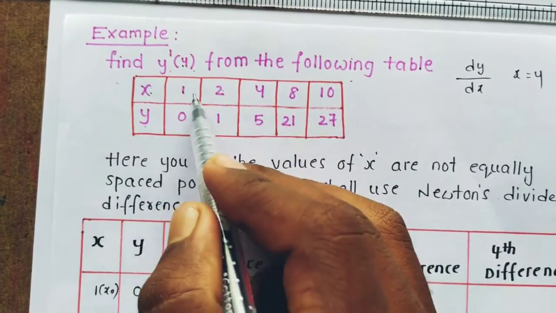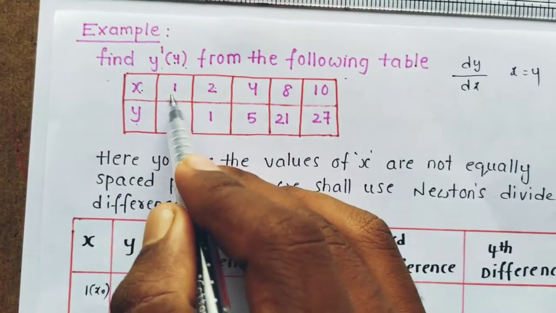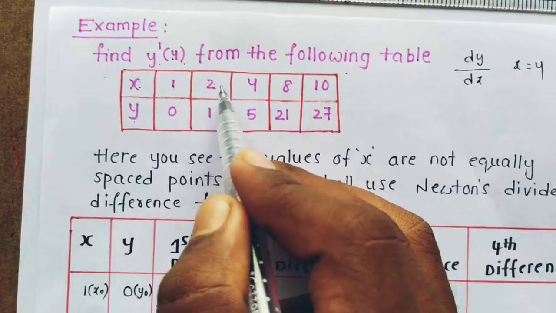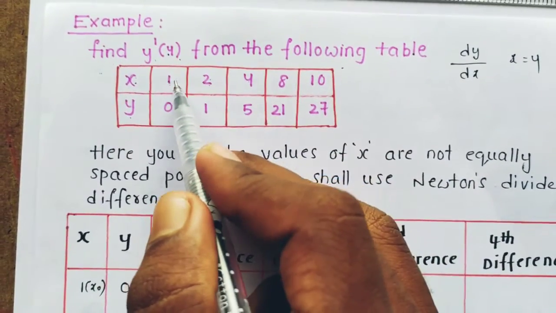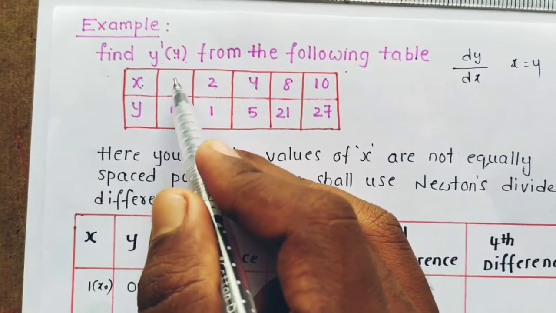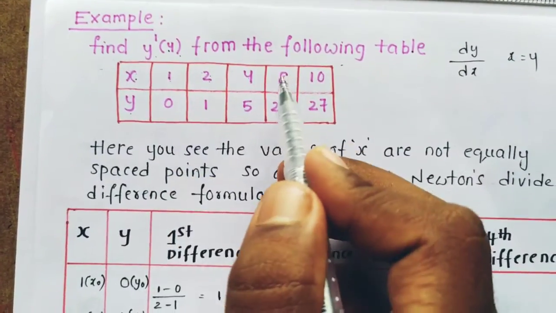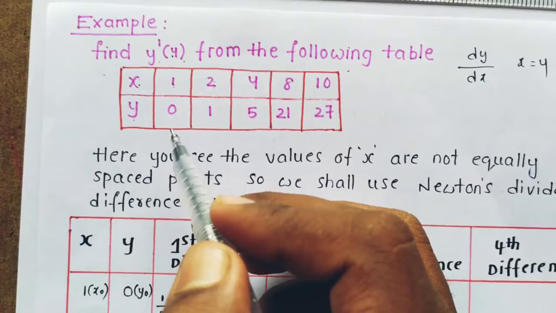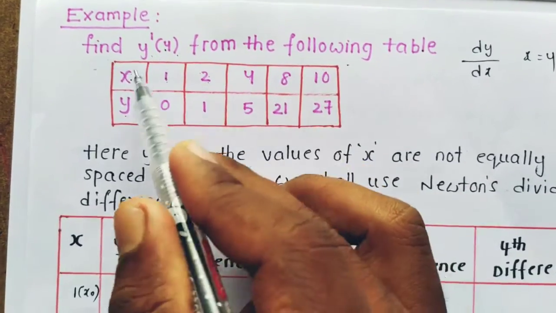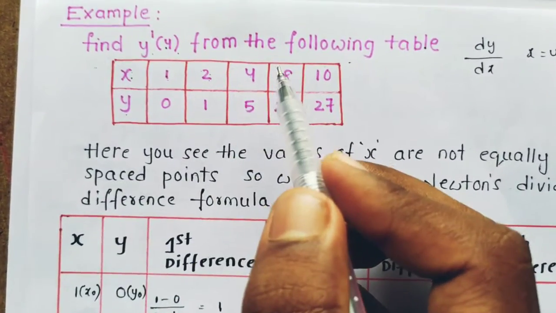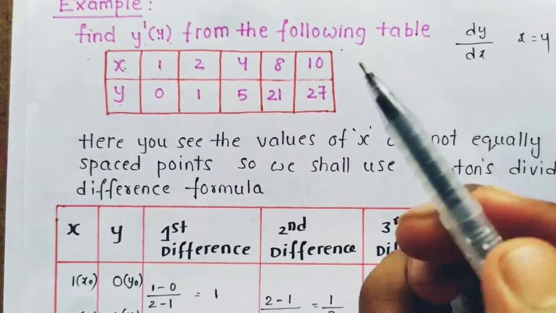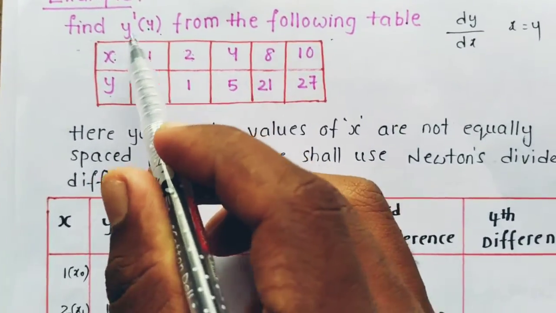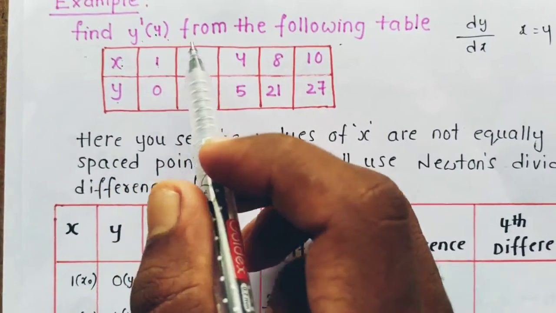The values of x are 1, 2, 4, 8, 10. Here we can observe that these are not equally spaced points. That means the difference between the values x0 and x1 is not the same, compared to the earlier methods. So in this problem it is better to choose Newton's divided difference formula for finding the unknown function. Here the required value is y dash of 4.